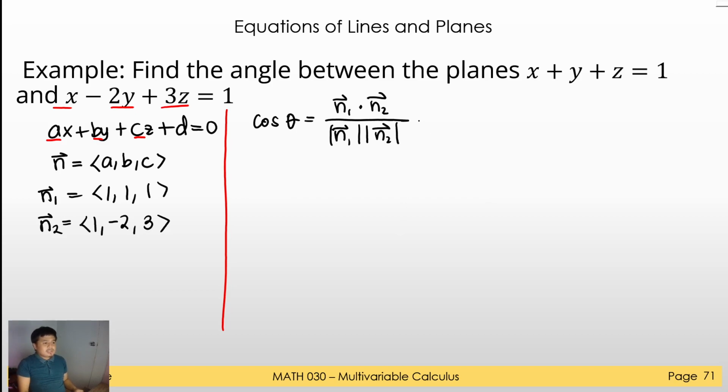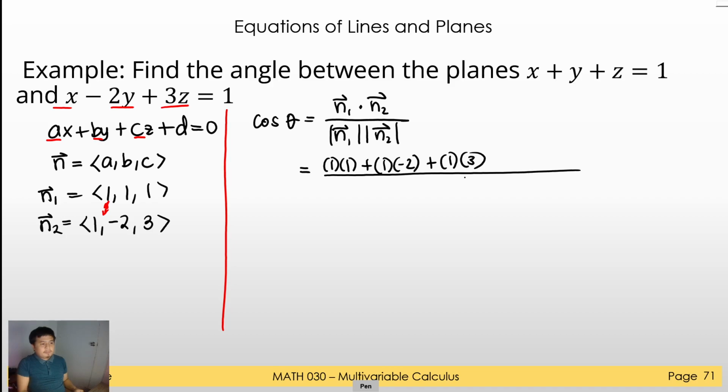Okay, so simplify this. We have this n vector. We want to find the dot product of these two vectors, so we want to multiply entry-wise and then sum these products. So we have 1 times 1 plus 1 times -2 and then plus 1 times 3. That is for the numerator.